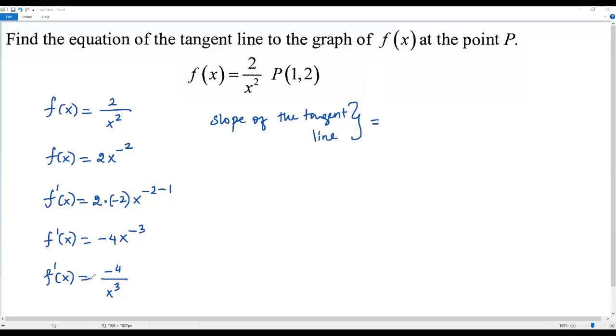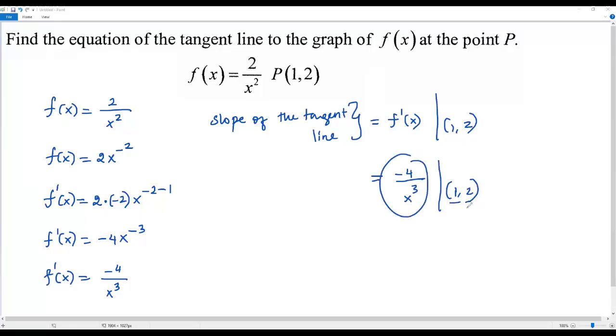Let's find the slope of the tangent line at the point (1, 2). Here we plug (1, 2) into f prime of x. We have -4 over x cubed for f prime of x, so we plug (1, 2) into that. In this, I would plug in x equal to 1 and y equal to 2, but I don't find y here, so we plug in x equal to 1. Then I get -4 over 1 to the third power. 1 to the third power is just 1, so finally I get -4.